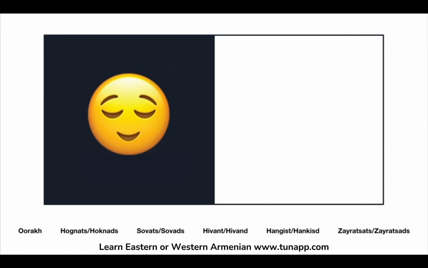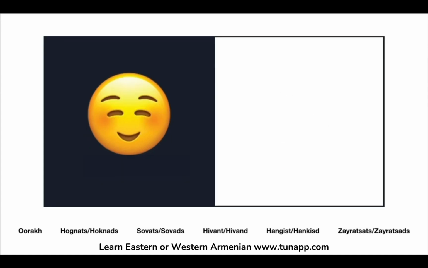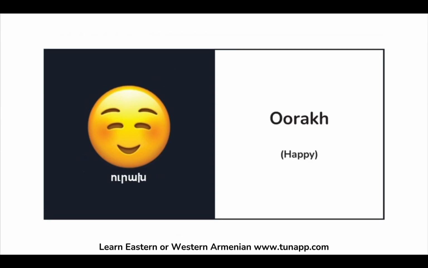What about relaxed? We have 3 H words on the bottom of the screen, and one of them means relaxed. Do you know which one it is? Hangist, that's right, in Eastern Armenian, or hankist in Western Armenian. Relaxed. Okay, now back to the first one we've learnt this lesson, happy. Can you remember how to say happy in Armenian? Urach, well done, happy. This is a soft ch. Urach, happy.